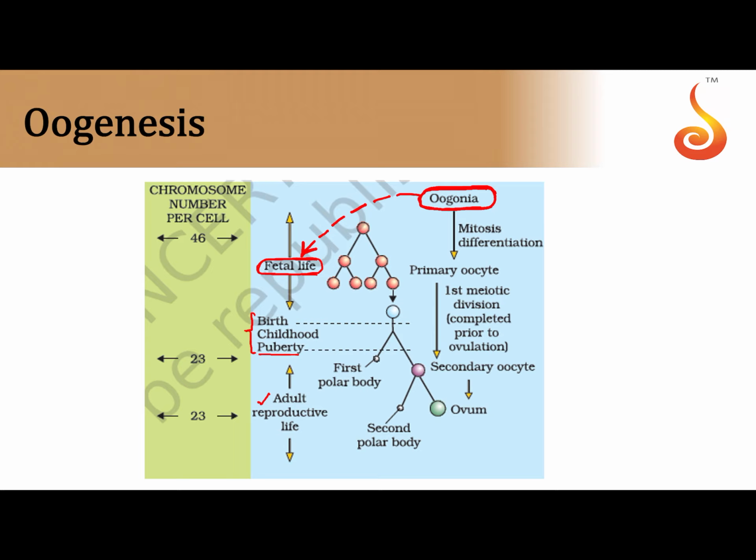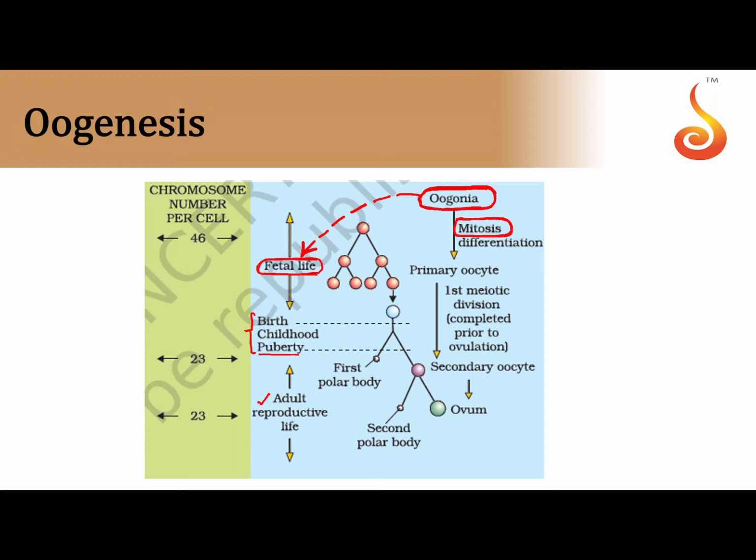And not only that, these oogonial cells repeatedly divide by mitosis. So please remember that a lot of these oogonial cells are formed within the fetal ovary because they are continuously dividing by the process of mitosis. Did you understand? So the mitotic divisions of these oogonial cells happen during the fetal life of the developing fetus. Now let us see what happens to some of these oogonial cells.